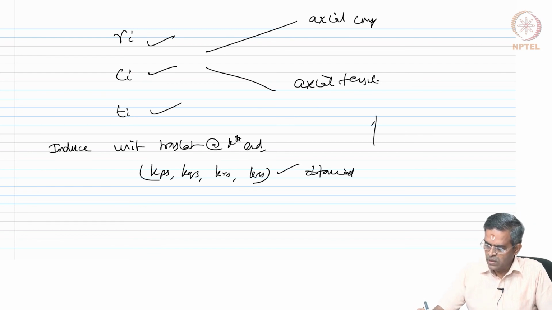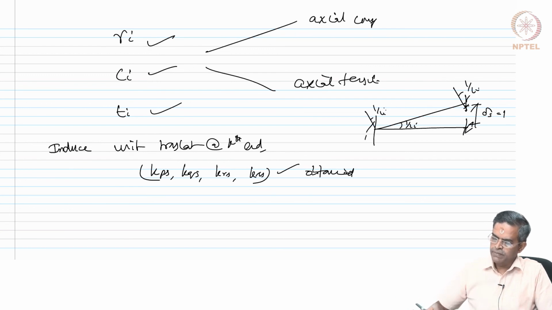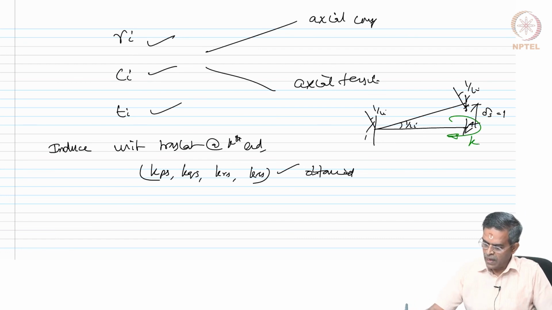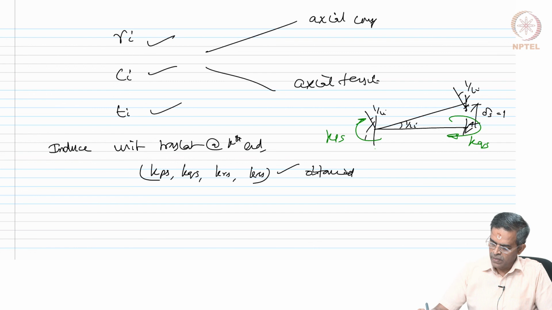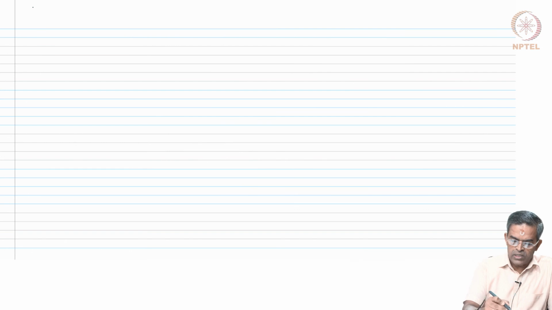What I am trying to do is introduce translation here. This is 1 by Li, and this is del S, which is unity. So this is going to be 1 by Li, 1 by Li, and the moments created are Kqs, Kps, Krs and Kss. So I can compute them. I leave this as a small exercise for you. I am writing the equations for you.